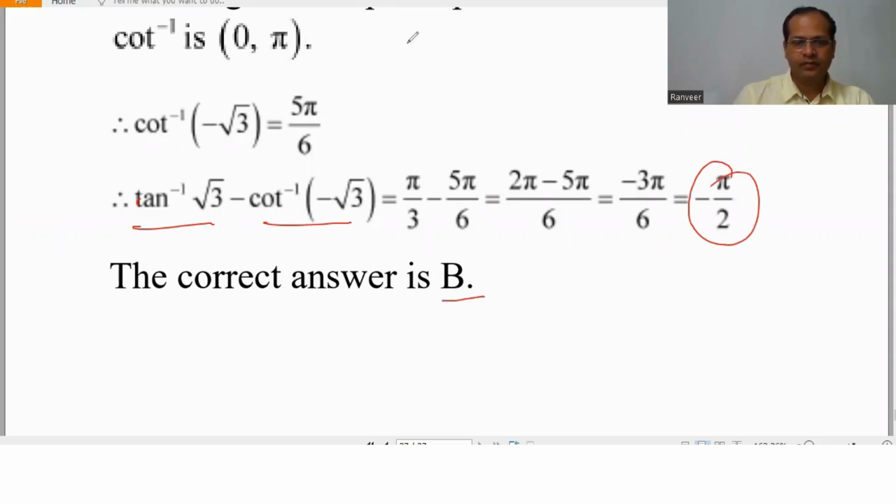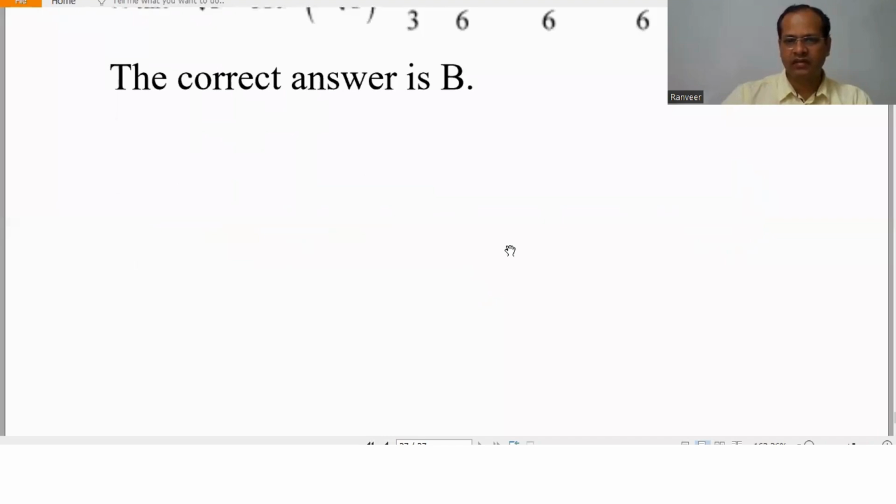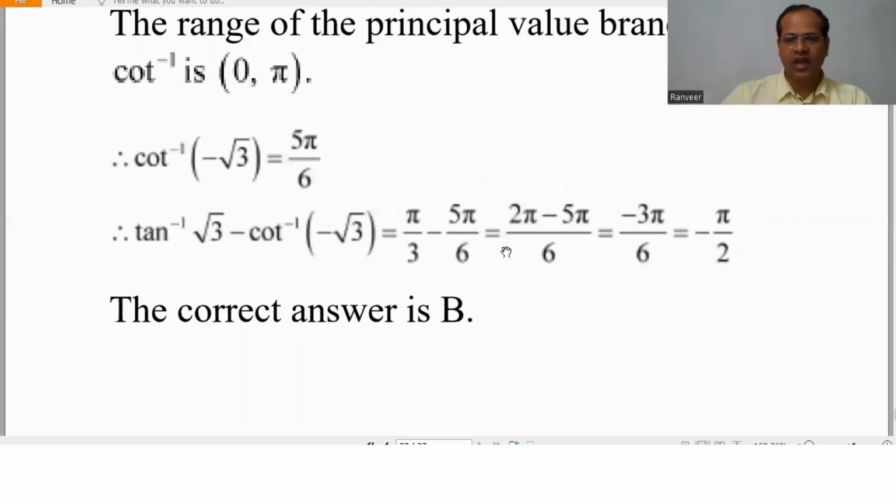So in this way you can solve inverse trigonometric function questions. I hope this is crystal clear for all of you. Just practice, and this is a very, very important chapter in which you have to know how to do the conversion into the simplest form as well as principal value based questions.